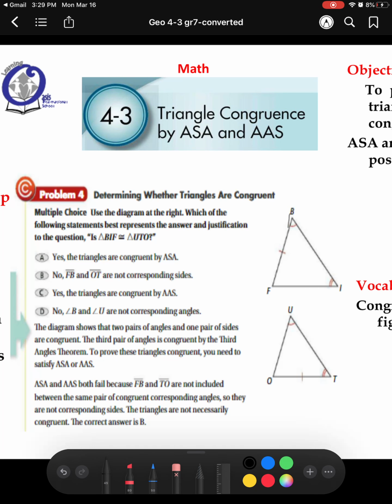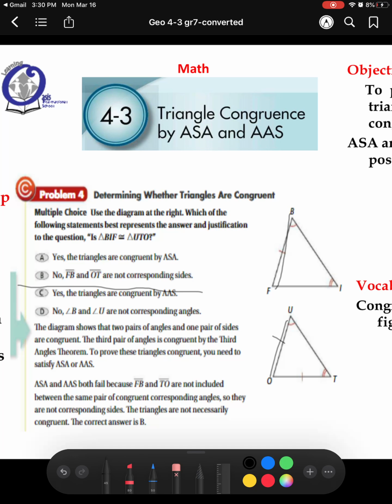From the angle B, I have the mark, right? So from the same congruent angle, I should have the marked side, this one, okay? Because the side should be connected to the congruent angle. Means if I want to talk about angle B congruent to angle U, this means the BF should be congruent to UO. Is it congruent here to UO? No. So we can say that the answer is no, if B and OT are not the corresponding sides.